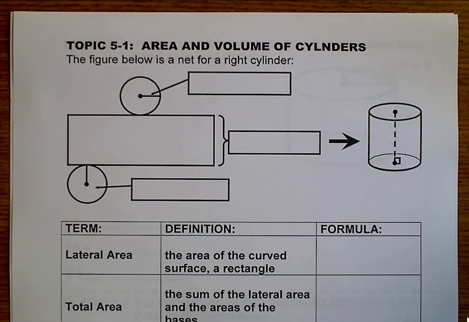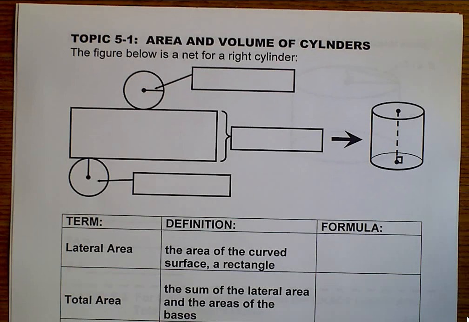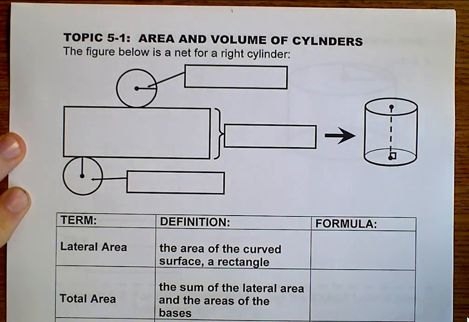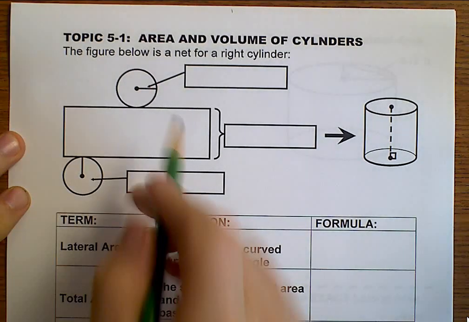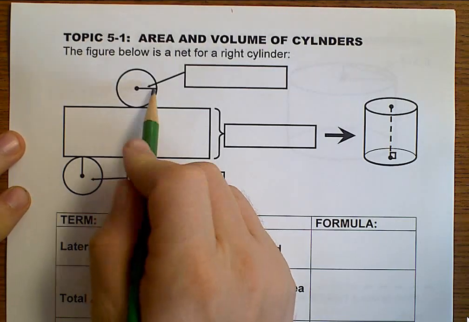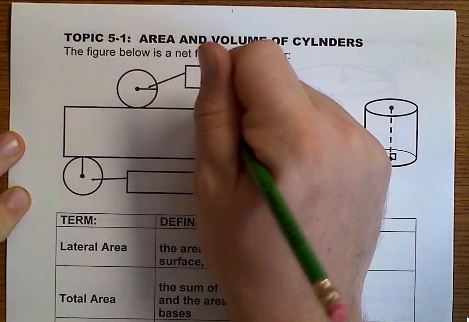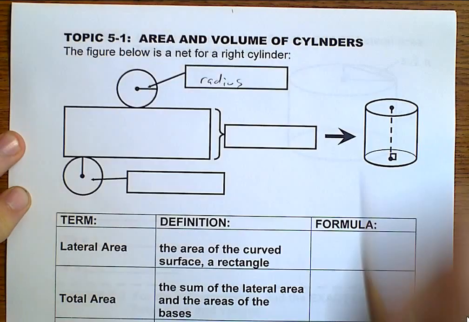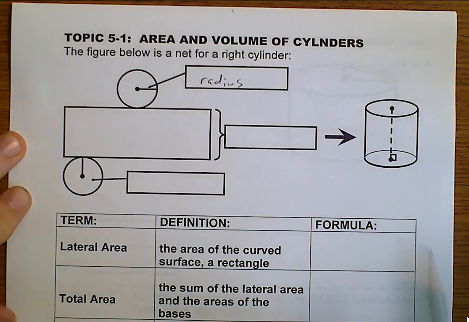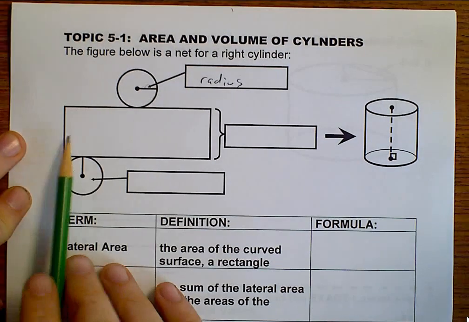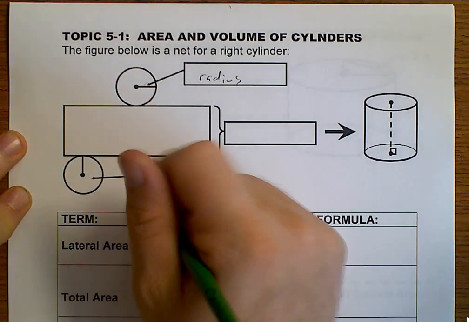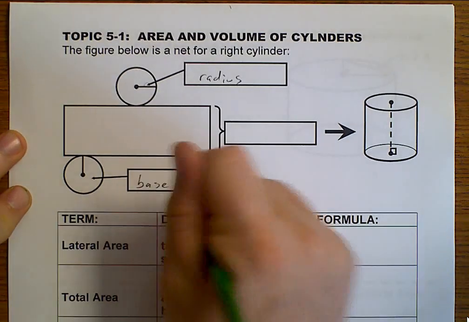Hello, this is Geometry Topic 5-1 on area and volume of cylinders. So first off, let's talk about our cylinders. The line that goes from the center of the circle to the outside edge is called the radius. You should know this. Now, a cylinder is basically composed of two circles and a square. The circles are our bases, so this would be the base area.